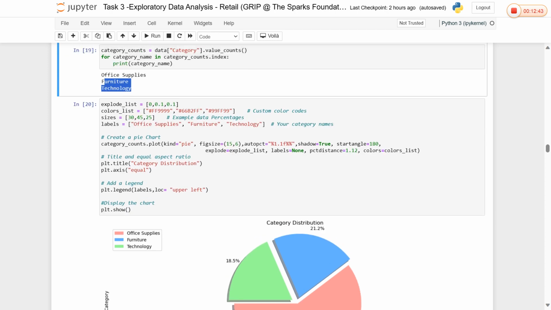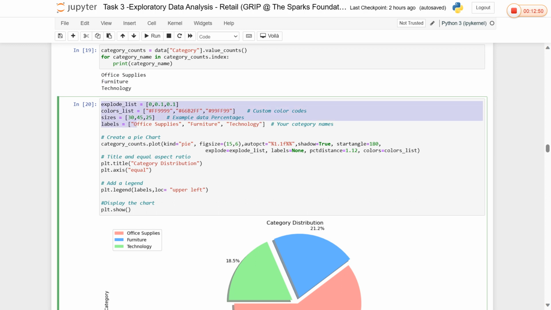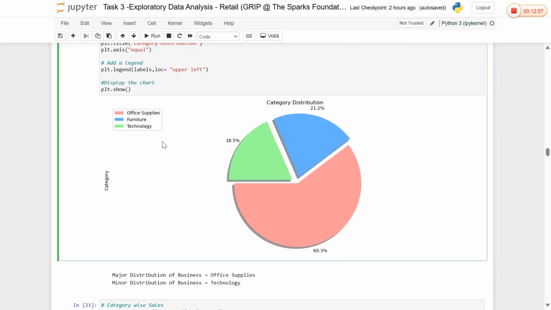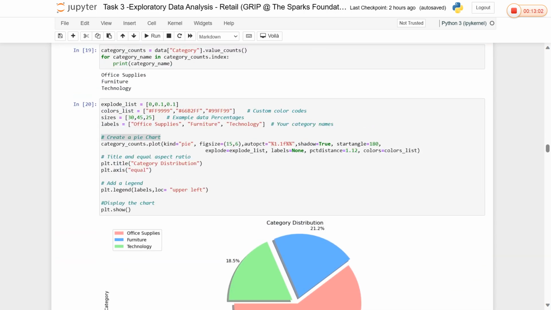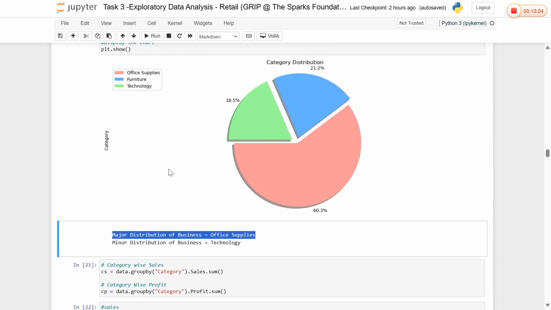Now for these three categories, we used exploratory data analysis, like we created a pie chart and then we used some analysis. We found that the major distribution for the business is from the category called office supplies. See, 60.3% majorly, and the minor distribution for the business is from technology, which is 18.5%.